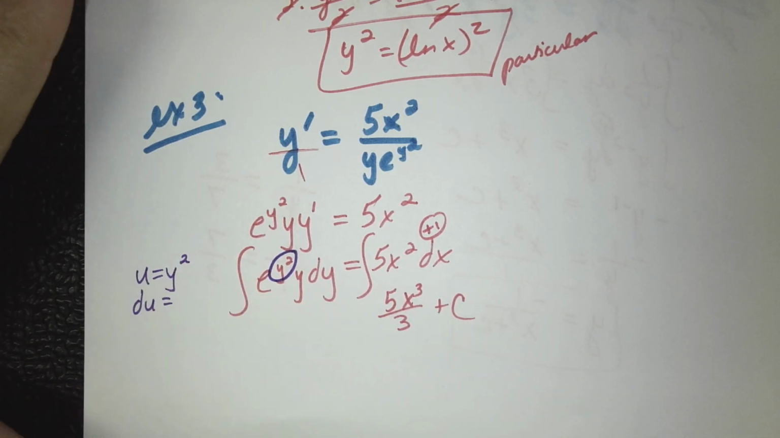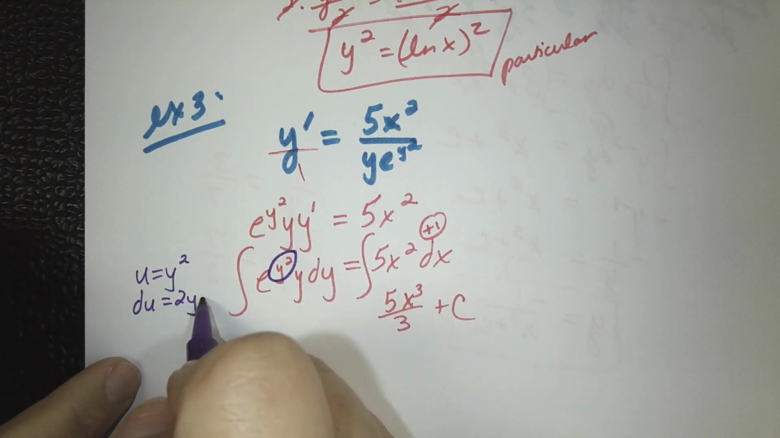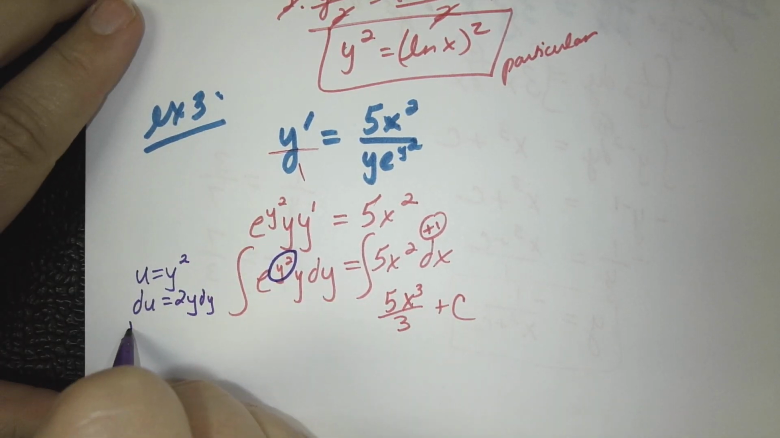What's the derivative of y²? I don't see a 2y, but I do see a y. So what do I do with that 2?